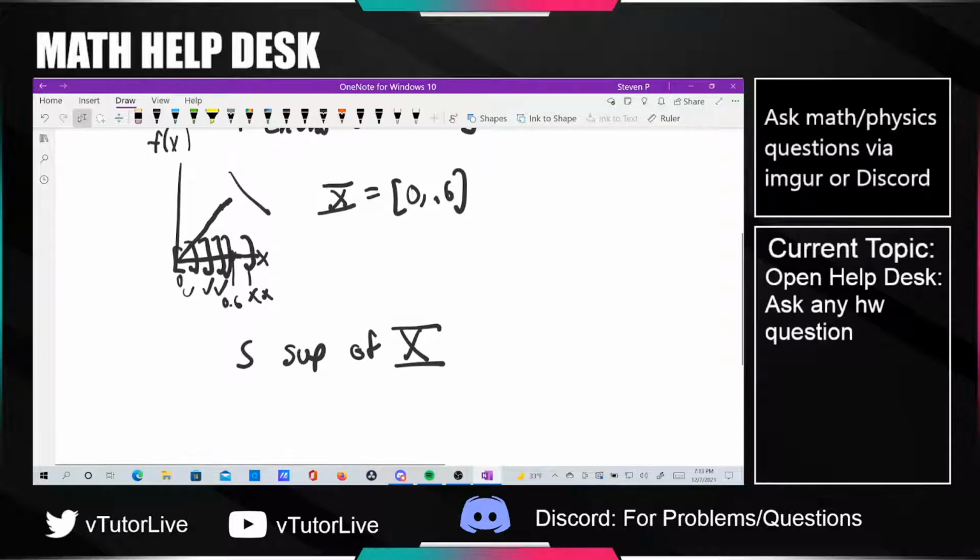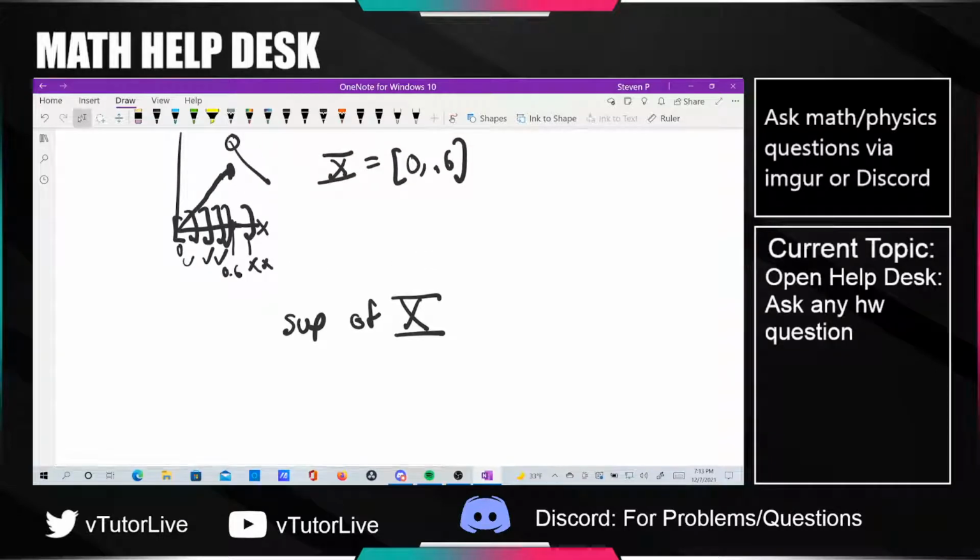For this particular example, where it's going up to 0.6, the value of S is equal to 0.6. Play around with a couple of examples. Throw in some jump discontinuities right there, and see if you can get a situation where... I don't want to give too much away, right? Play around a little bit.